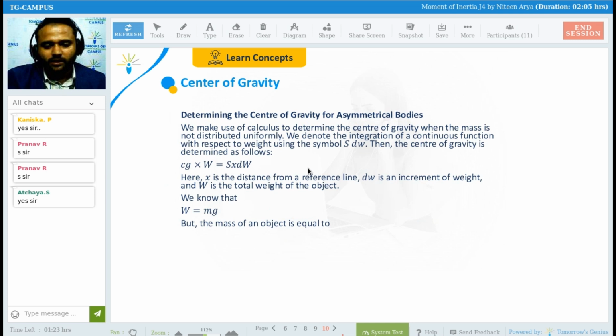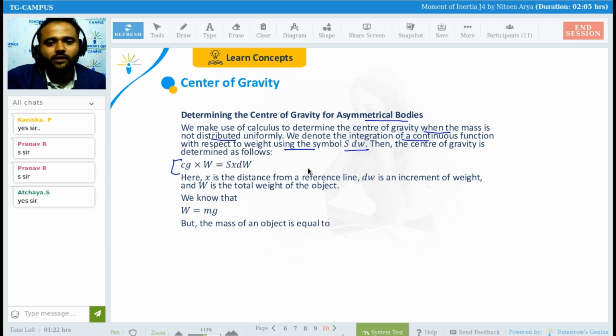Clear? In the same sense, for asymmetrical bodies, we make use of calculus to determine the center of gravity. When the mass is not distributed uniformly, we denote the integration of a continuous function with respect to the weight using the symbol dw. Then the center of gravity is determined as follows: center of gravity times weight is going to be the integral of x dw.